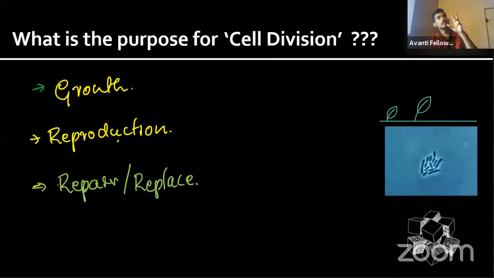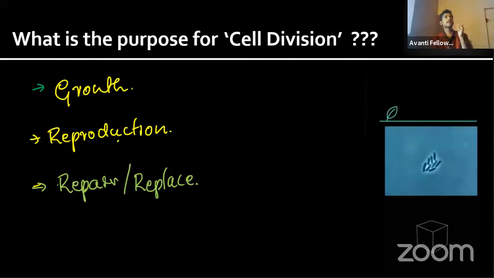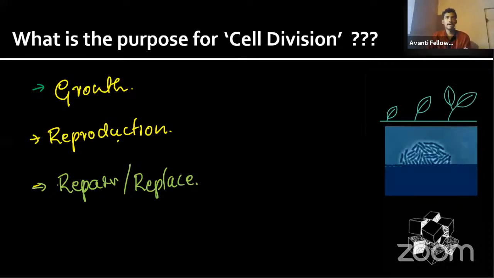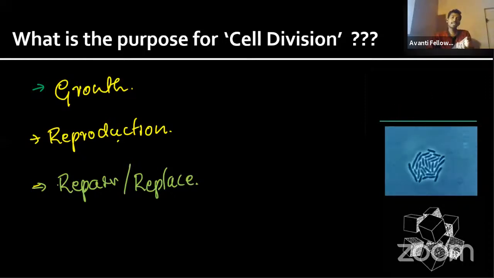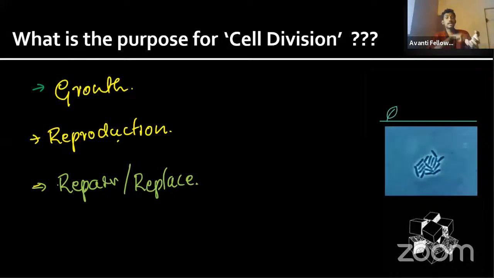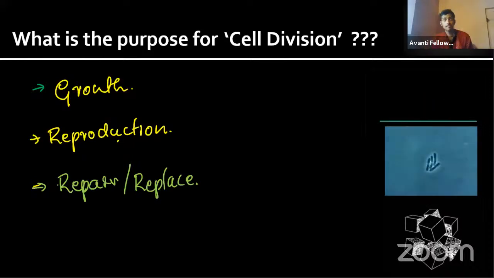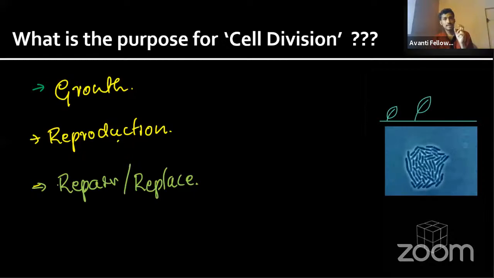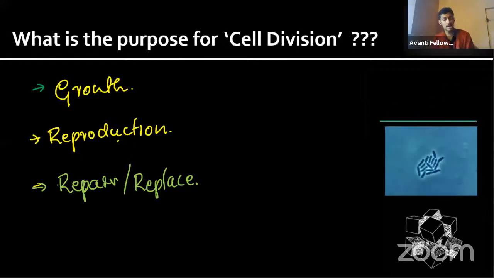So repair is a broader term. Repair means if something happens to your hand, you bite it or something happened, then those cells are already dead, right? Then what happens? Cell division will occur and fill that particular area. That's called repair of your particular organ. Replacement means if a particular cell in any part of your body is dead, then a new cell will replace that cell, right? That's how you live, right?